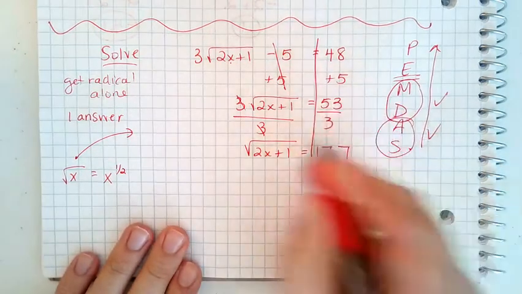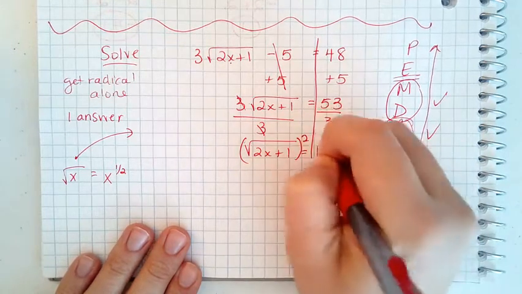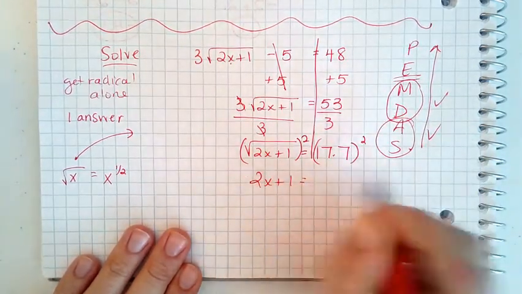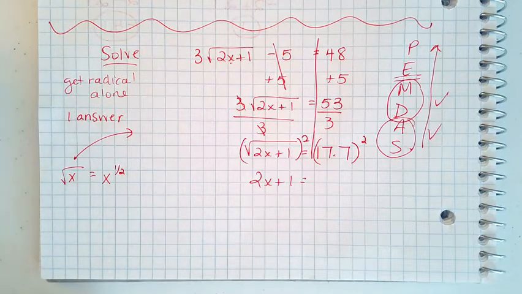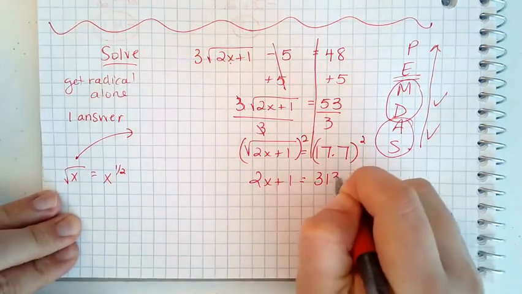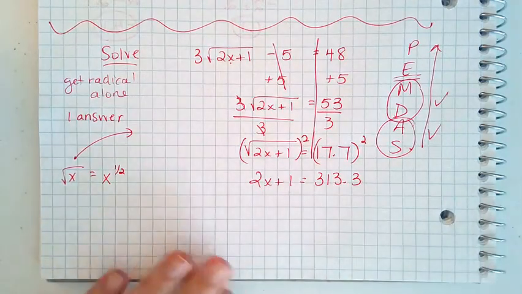Okay, so now to undo taking the square root of something, I'm going to square both sides. And I get 2x plus 1 equals. Now squaring something isn't going to give us two answers, so we don't need to do plus or minus. So 17.7 squared is 313.29, which rounds to 313.3.